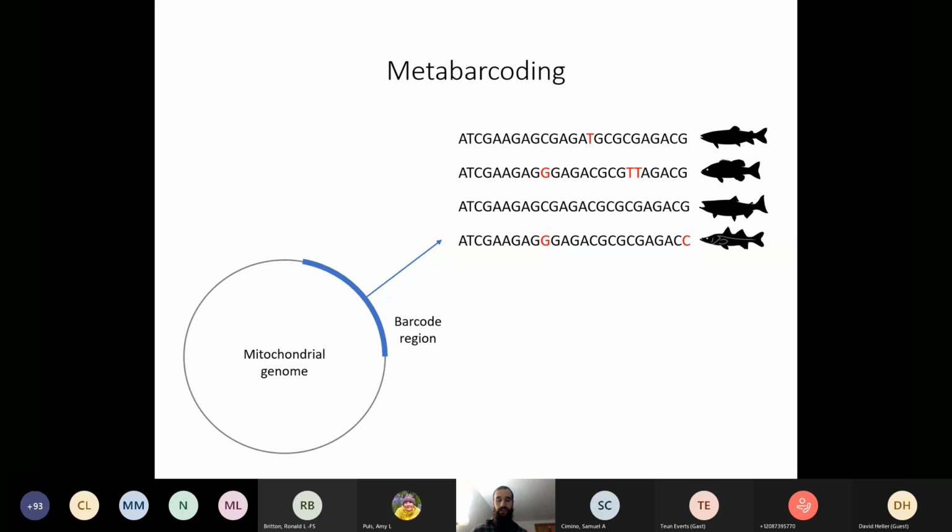You have bulk amplification with conserved primers of a barcoding region across multiple taxa. You use high throughput sequencing, which I'll talk about a little bit more in a minute, in order to sequence those amplicons. Based off of those sequence identities, you compare those sequences with a reference database where you know the sequences for a list of species, and from that you're able to infer your species composition.